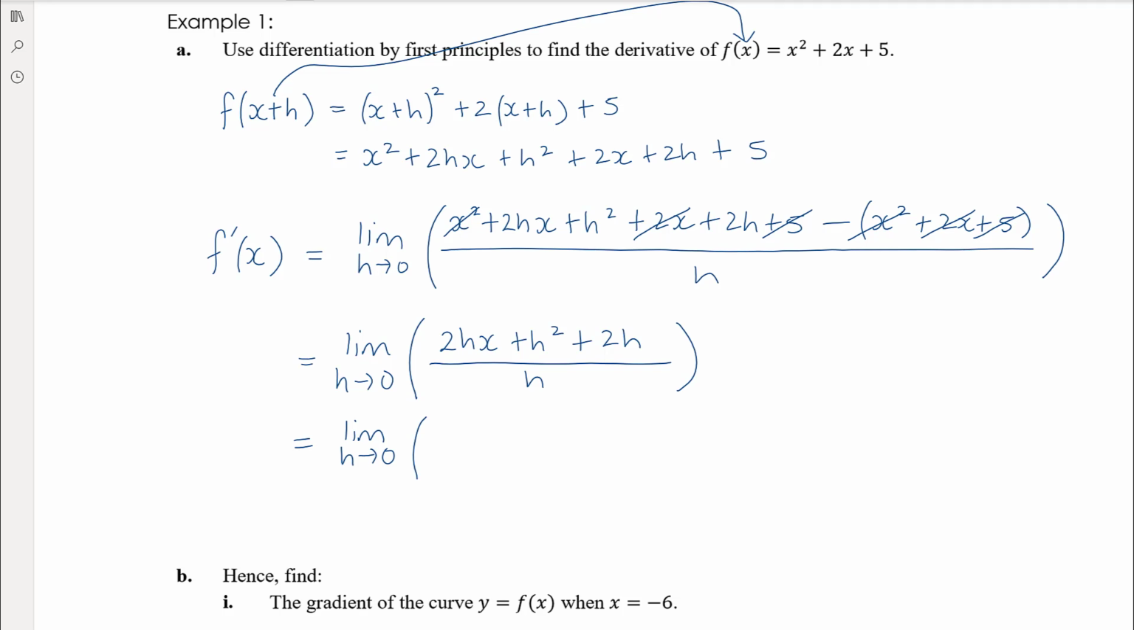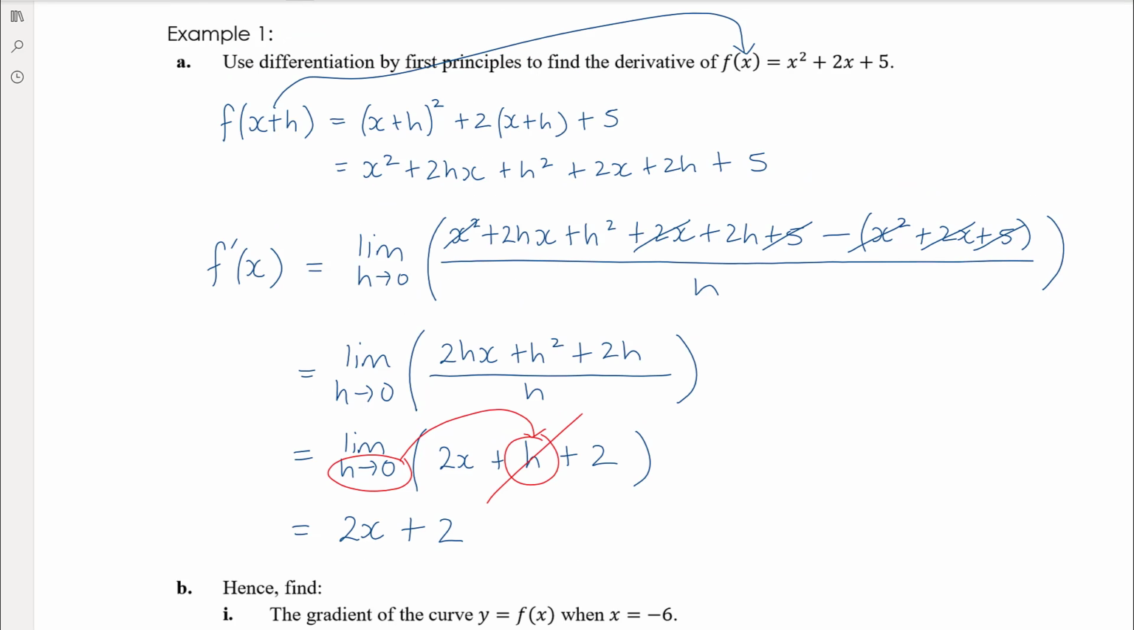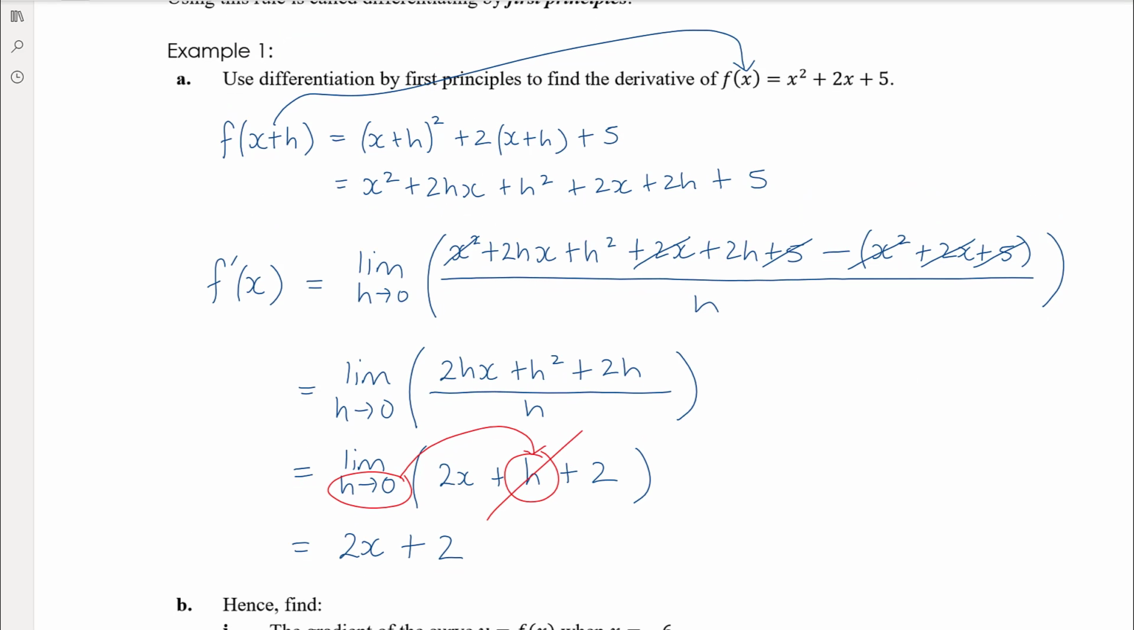Okay, so now let's divide each of those terms by h, because h is a nice common factor in this fraction. So 2hx divided by h is 2x, plus h squared divided by h is h, plus 2h divided by h is 2. Now when h approaches 0, this term here is essentially going to disappear. Once we've taken the limit as h approaches 0, we're just going to be left with 2x plus 2, which was the prediction I made earlier for those of you who remember how to differentiate using a rule.